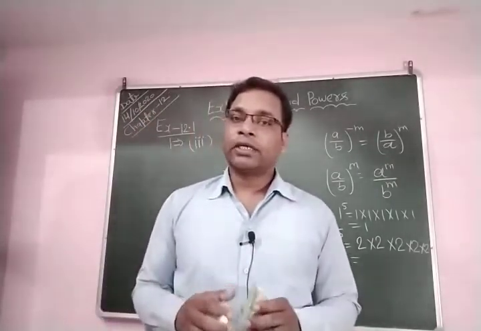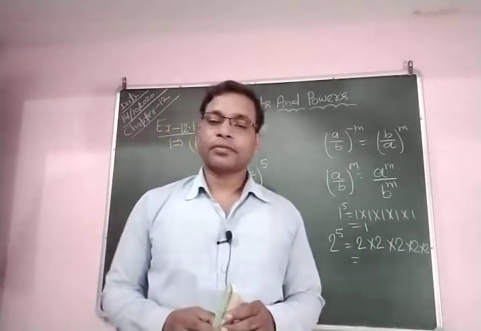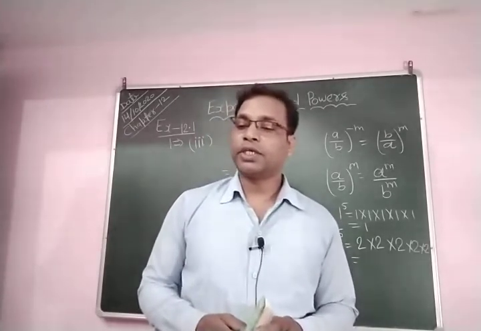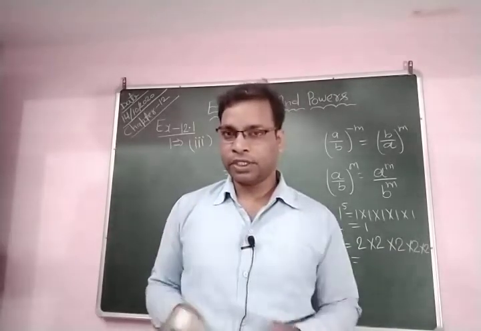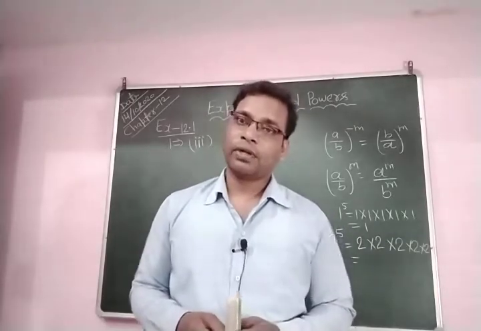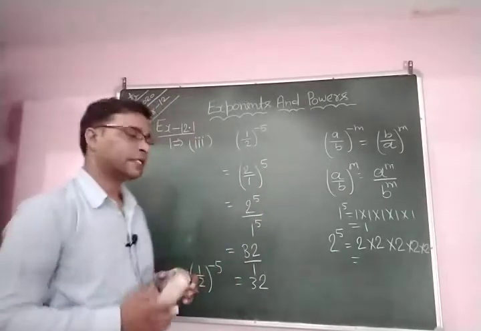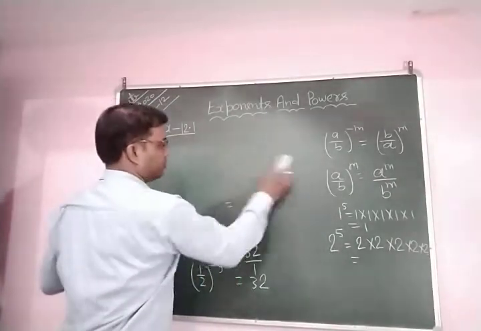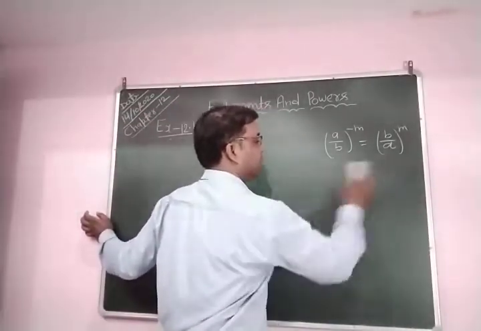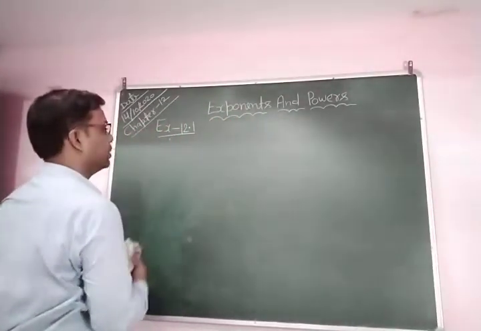Now we are going to discuss the second question of this exercise. The second question says: simplify and express the result in power notation with positive exponent. Okay, so first simplify. After this, if the power is negative, then write it in positive, with the help of the given laws of exponents. Clear? So in the second question, we first simplify, and after this, we change it to positive notation.